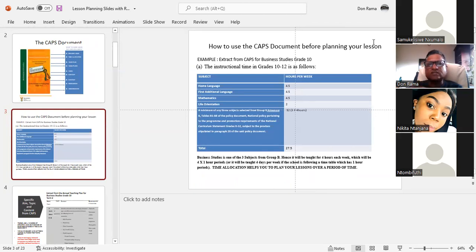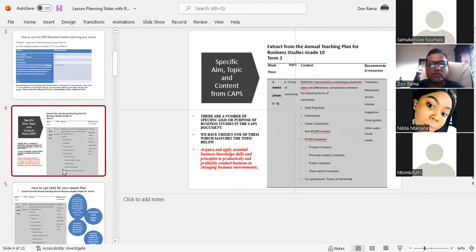Now, this is a page where the time allocation is that I was talking about. If you take, as I said, mathematics, it is 4.5 hours, and that means it is for the whole week. But if you are teaching one lesson, it will be for only 1 hour, right? So that gives you the time allocation. I'm just going through the CAPS document very quickly.